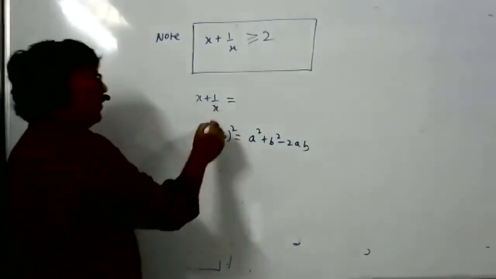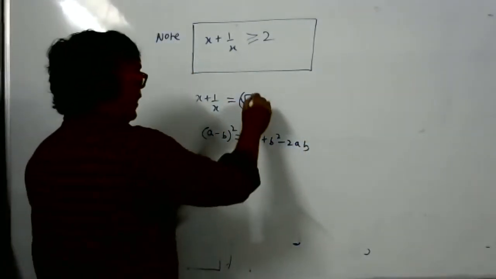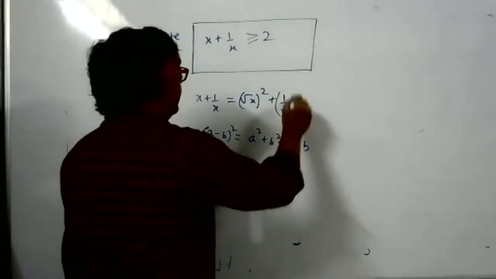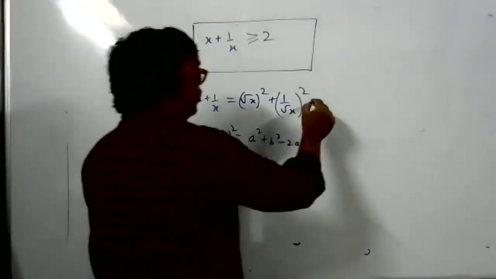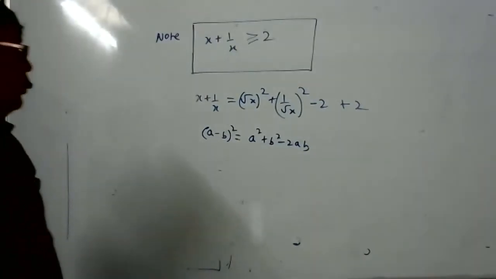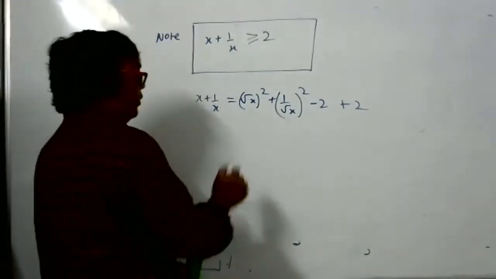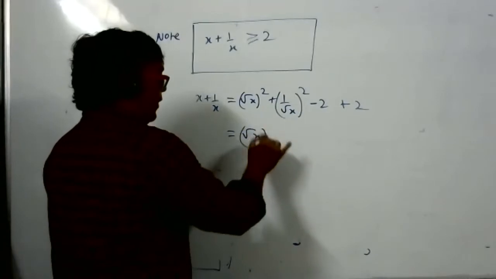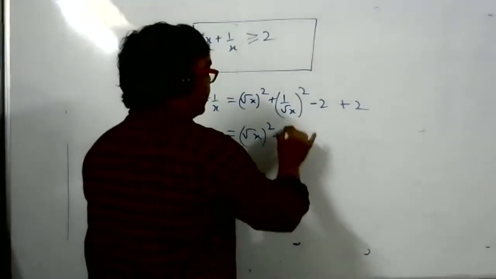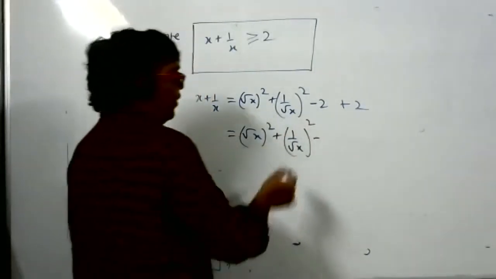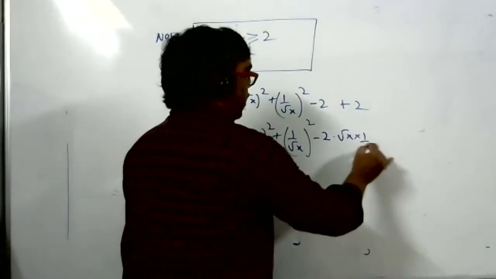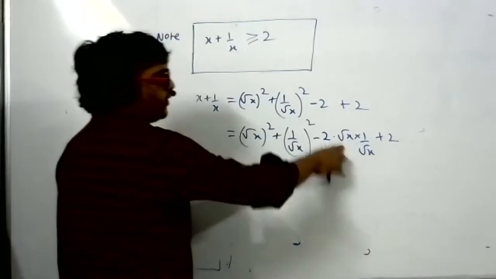So x plus 1 by x I will write as root x whole square. Then 1 by x I will write as 1 by root x whole square. Then I will subtract 2 and add 2. Now root x whole square is equal to x, and 1 by root x whole square is equal to 1 by x. And this 2 I will write as 2 root x into 1 by root x, because root x cancels, leaving 2 only.